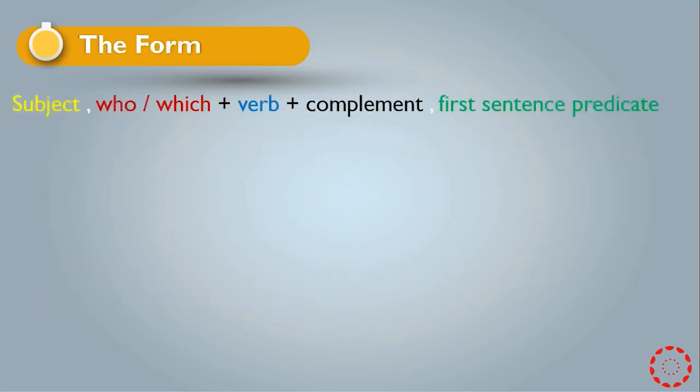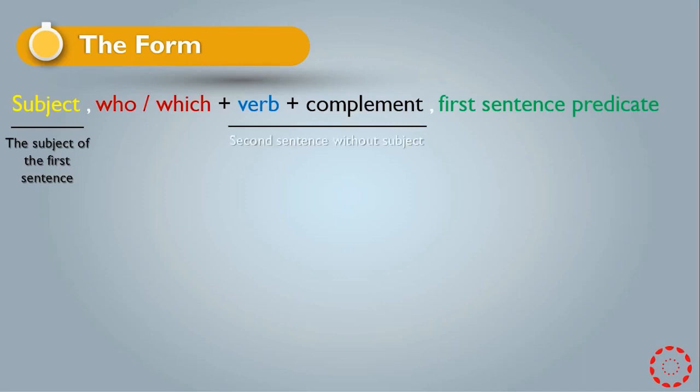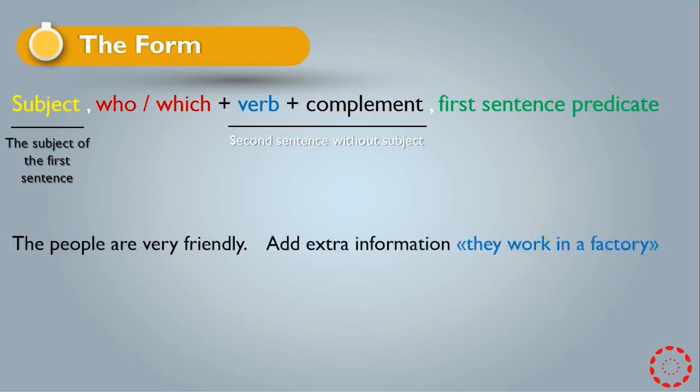So let's see. We have a rule. We have the subject, comma, who or which, according to the sentence. After that we have the verb and complement. After that we have another comma and the first sentence's predicate, or you can say the rest of the first sentence. So we rewrite the subject of the first sentence, then the verb and complement of the second sentence without the subject, and also the rest of the first sentence.